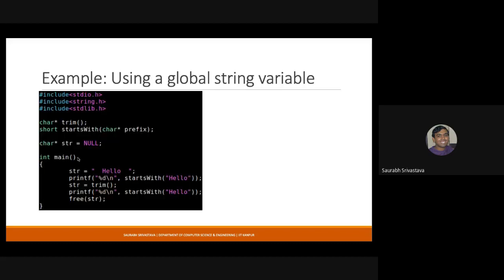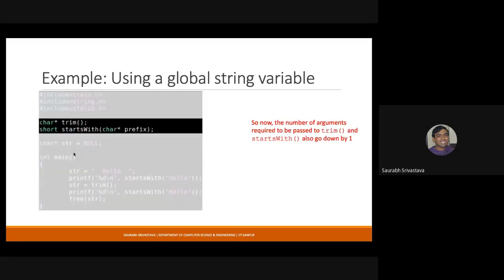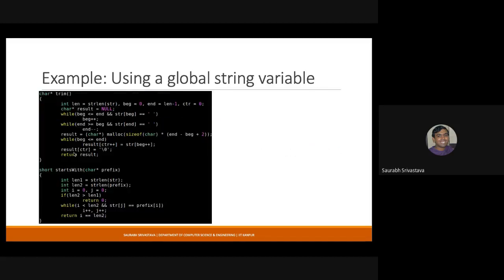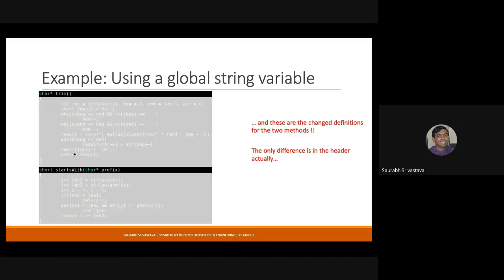So here now, I have created this str, which was earlier within the scope of main only. If you declare it outside main, its scope now becomes accessible throughout the program. These trim and starts with functions, you don't need to pass str to them in order to operate over it. They can simply access str as if it's a local variable. Okay, this is the idea.